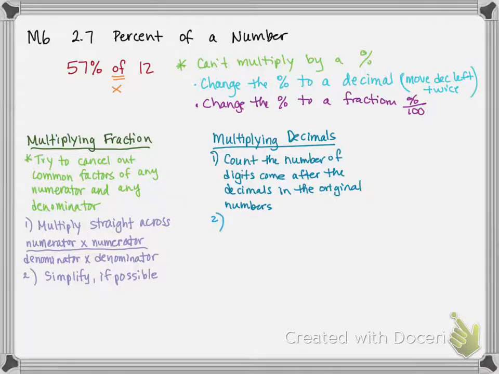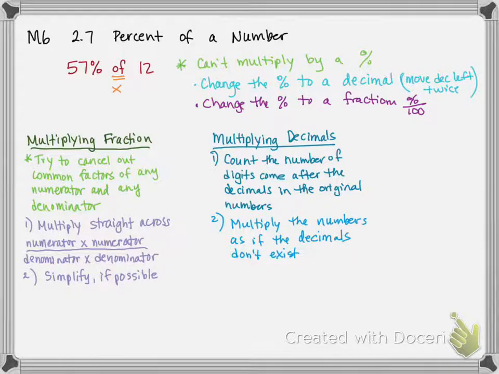Once I do that, I'm going to multiply the numbers as if the other D word, decimals, don't exist. Okay.